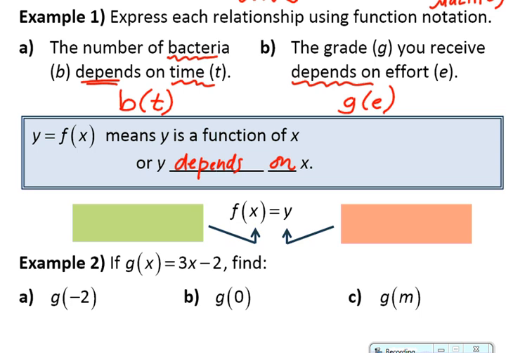The numbers that go in here are the numbers in the domain. So the domain goes in for x, and what comes out are the elements in the range. So take something from the domain, put it in, and it outputs the range.